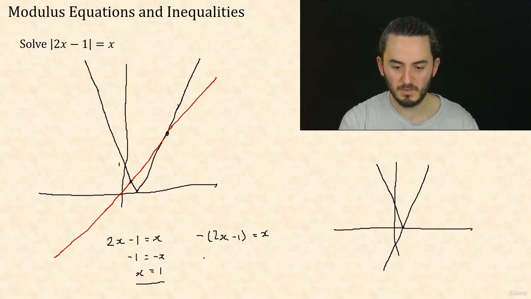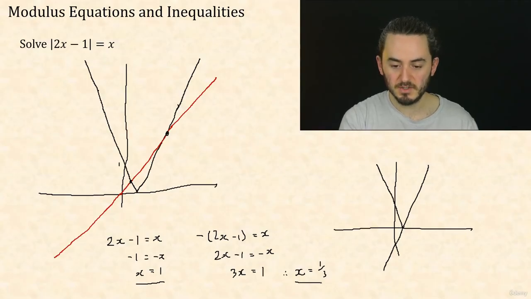Okay, can we solve this? Well, I'll just multiply both sides by -1. So 2x minus 1 equals -x. I'll add x to both sides to get 3x. I'll add 1 to both sides to get 1 over here. And that means that x equals 1/3. And there are my solutions. x equals 1 is this point here, and x equals 1/3 is this point here.